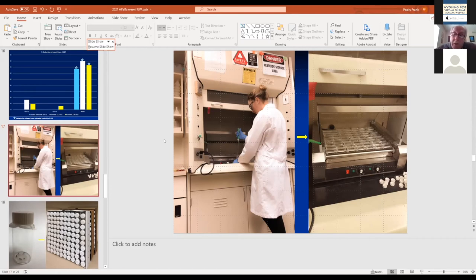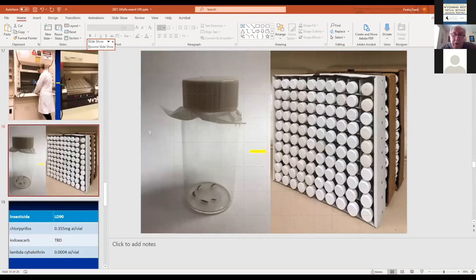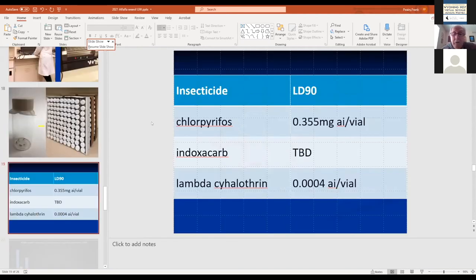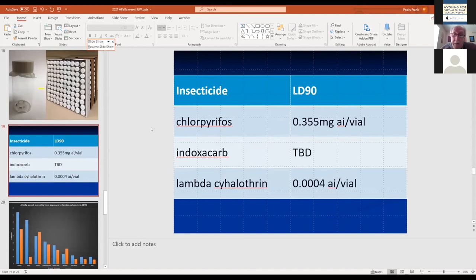So once we have these 10 rates of insecticide in vials, we can put the alfalfa weevil larvae in each vial and measure mortality. And after some analysis, get an LD90, which is sometimes referred to as a discriminating dose. So these are the rates that we came up with. Indoxacarb, it's really not appropriate to be using treated vials with this insecticide. So we're still lacking an LD90 for this active ingredient.